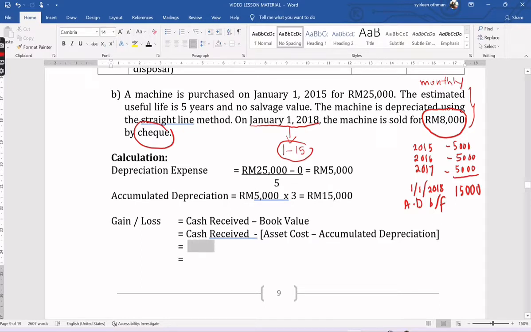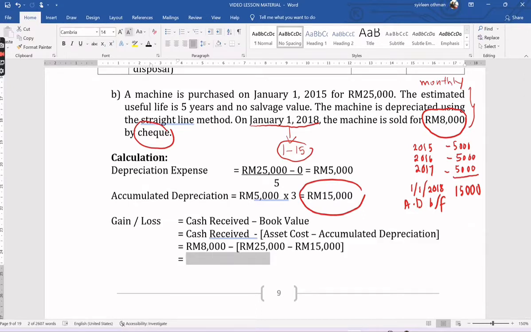Your cash receipt is 8,000. The asset price is still the same 25,000, and then we minus the 15,000 accumulated depreciation that you calculated here earlier. As you can see, we get a loss of 2,000 ringgit. When it is a loss, you will record it slightly differently in the journal. What items will we record in the journal for disposal? We receive money in the form of a cheque, so we will debit bank.